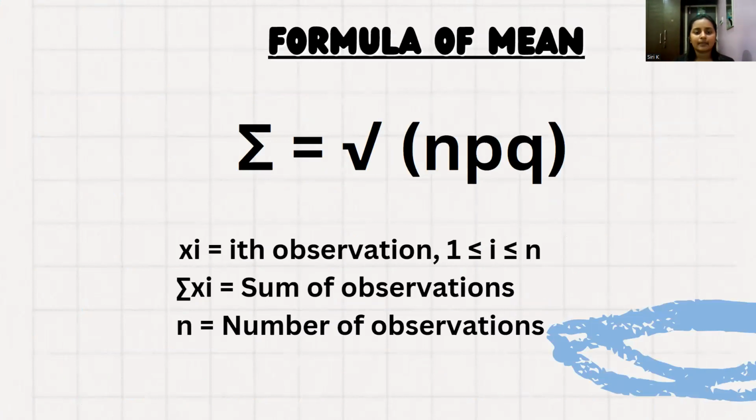Formula of mean. Summation is equal to root of npq. Here, xi is the ith observation, 1 less than or equal to i less than or equal to n. Summation of xi is the sum of observations and n is the number of observations.